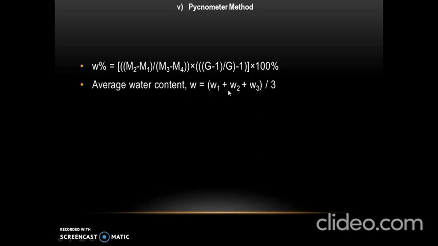There will be 3 values of water content which will be determined. That means 3 trials have to be conducted. So, the average value of water content will give us the final value of water content.